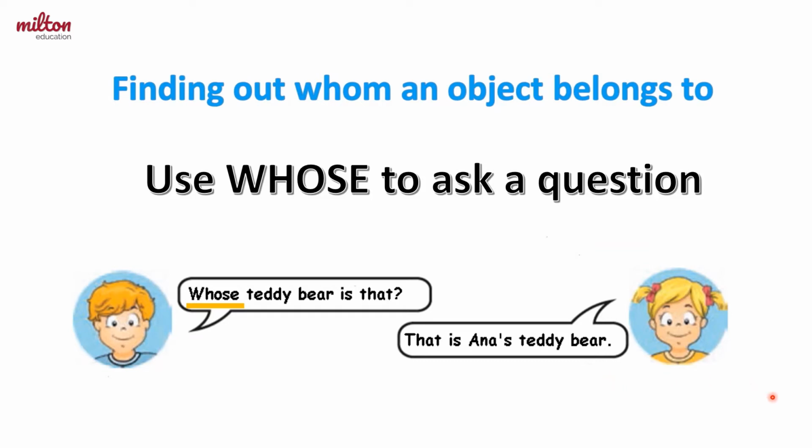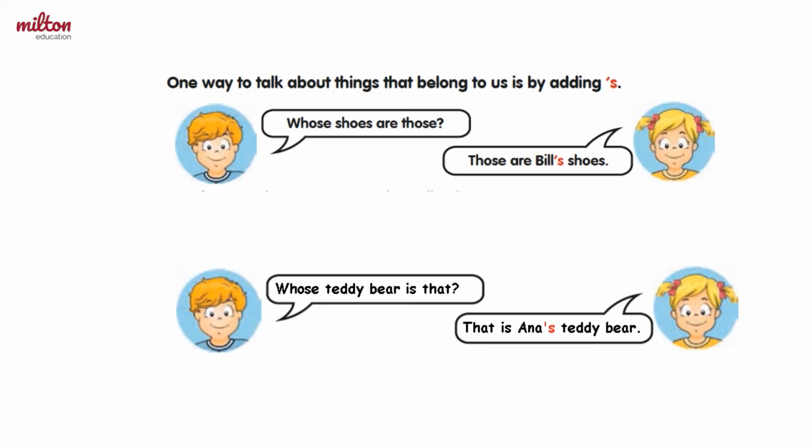So in our example with the basketball, I could ask people, whose basketball is this? And maybe my friends wouldn't know, but if someone knows, they would say, oh, that's John's basketball. Okay, so this is how we ask whom an object belongs to. We always start by asking the question with whose. Now that we know how to ask a question, we need to learn how to answer.